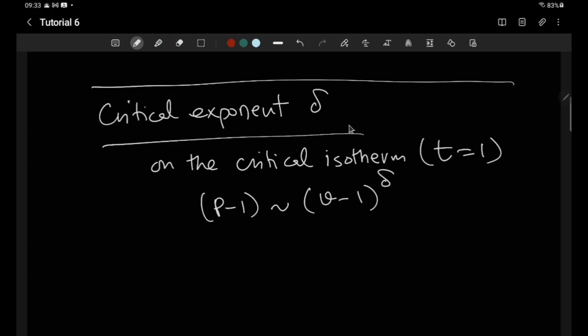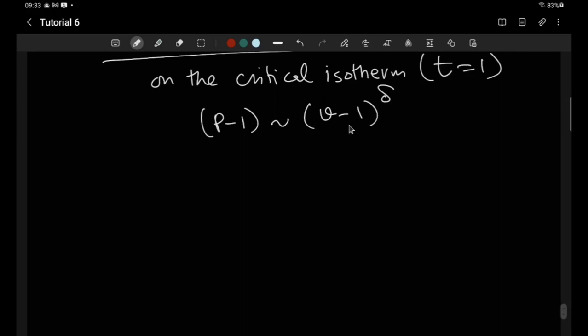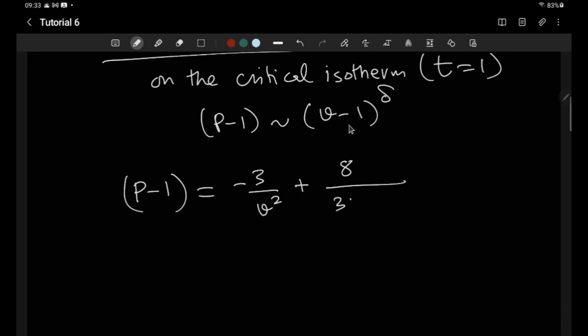So it's a bit of a mess, but we can do it. What we get is p minus 1 equal to minus 3 by v squared plus 8t, put t equal to 1, divided by 3v minus 1. And this should be minus 1.